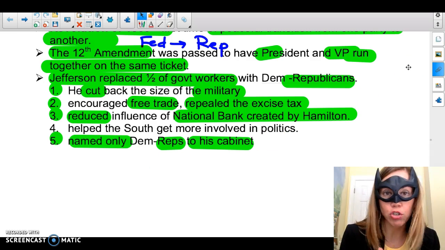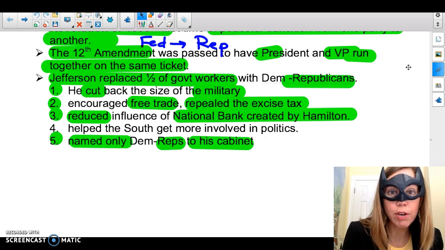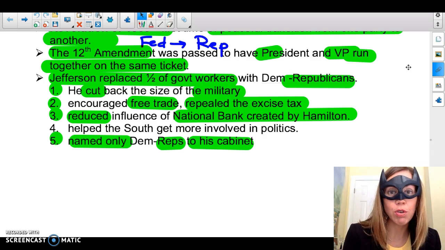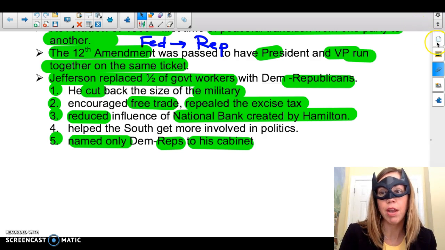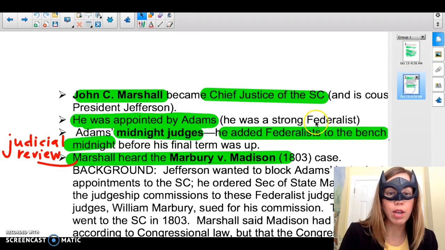Washington had a mixture of people. Remember, Jefferson was one of them. Jefferson was on Washington's cabinet and was not a Federalist. But Jefferson gets rid of that whole idea where the whole cabinet becomes whoever your party is.